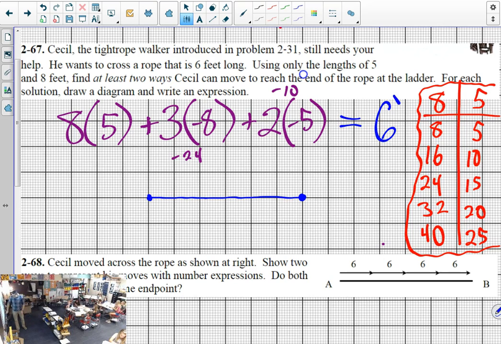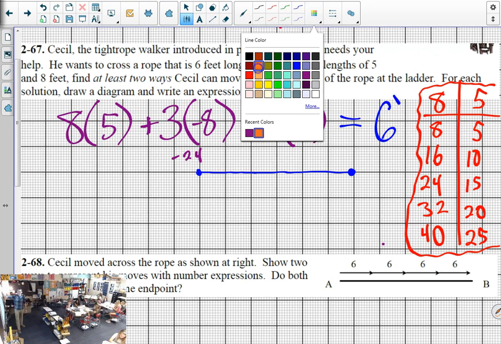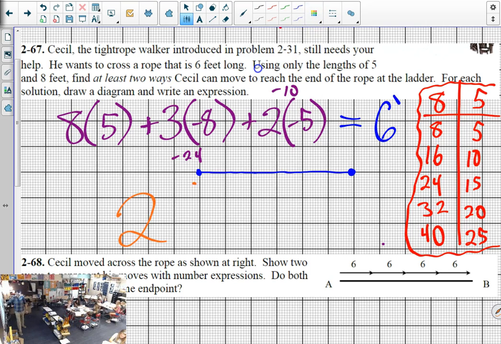So you just said I'm going to do 2 moves of 8, and I'm also going to do 2 moves of negative 5. We could write this as 2 moves of an 8 and a negative 5, right? So what if I go 8 forwards, 5 backwards, 8 forwards, 5 backwards, right? So I put the moves together.